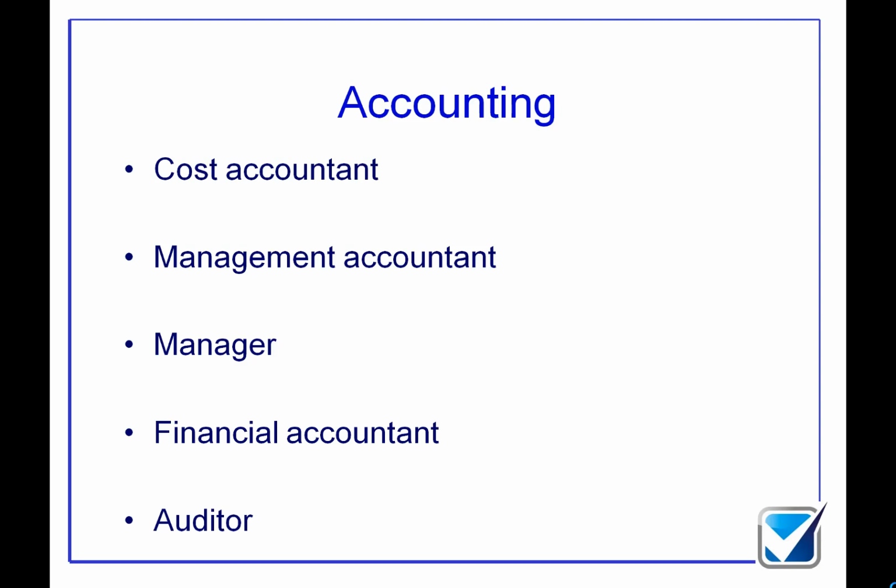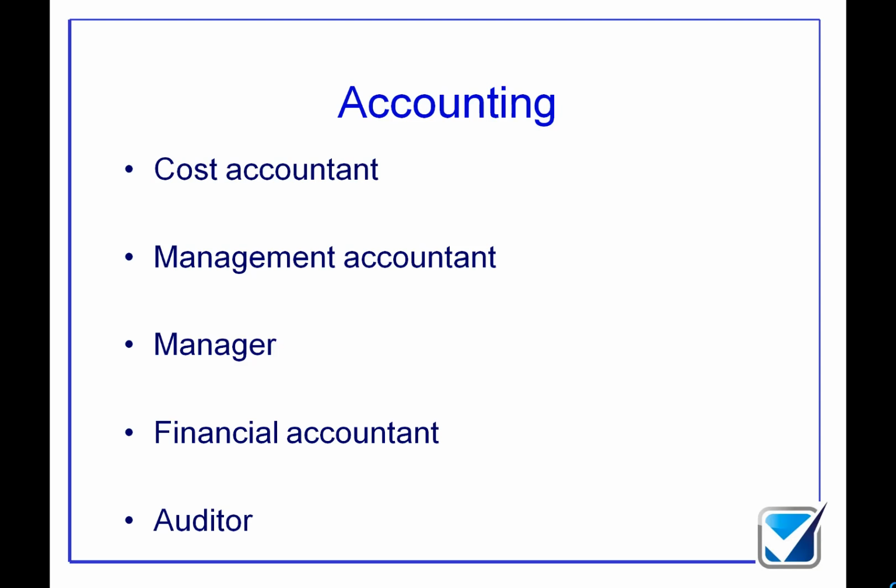That data is then given by the cost accountant to the management accountant. The management accountant will then process the data and turn it into information. That information is now useful information because that information can now be used for decision making. And then we move on to the manager. The manager will use that information that the management accountant has produced and he will make a decision.